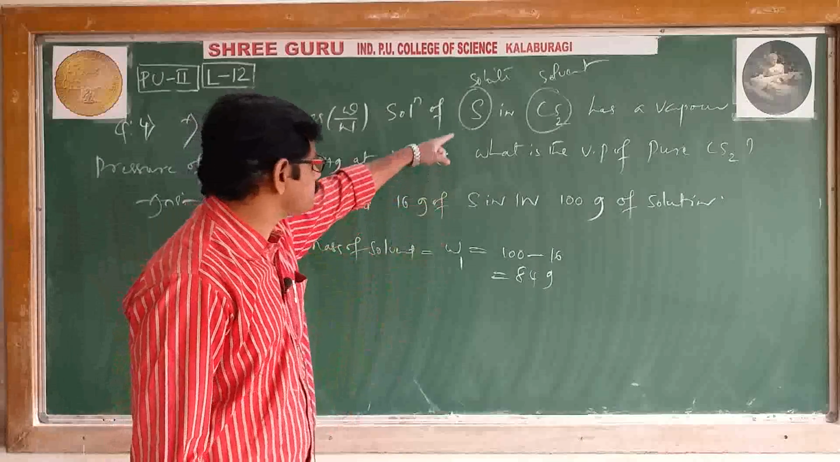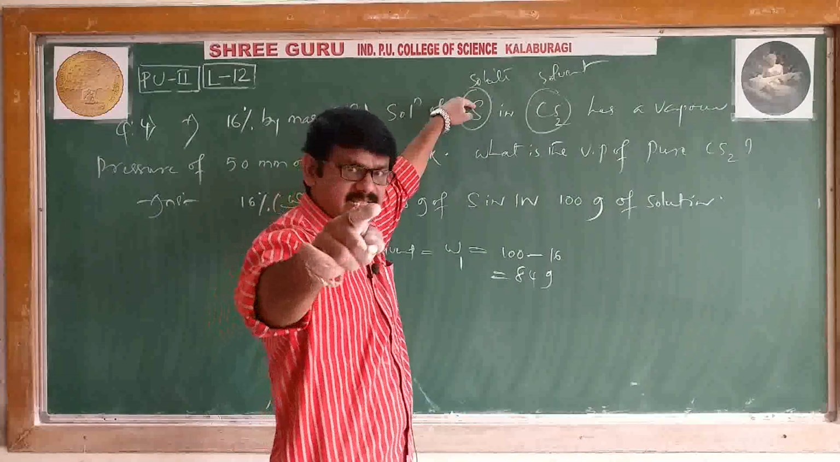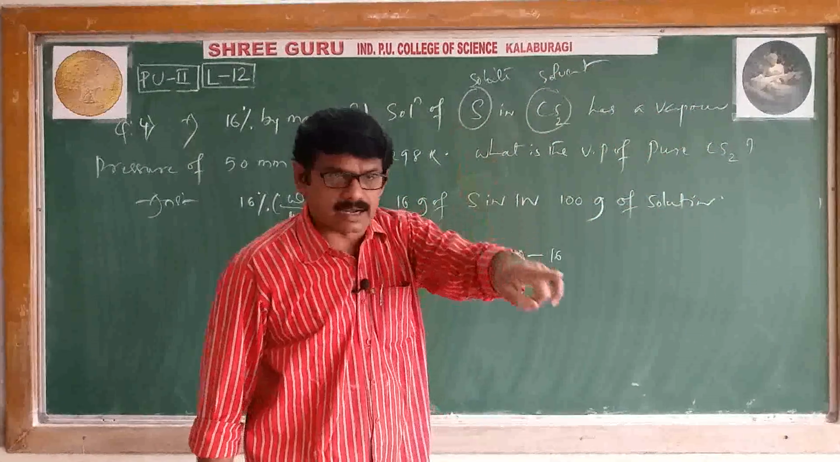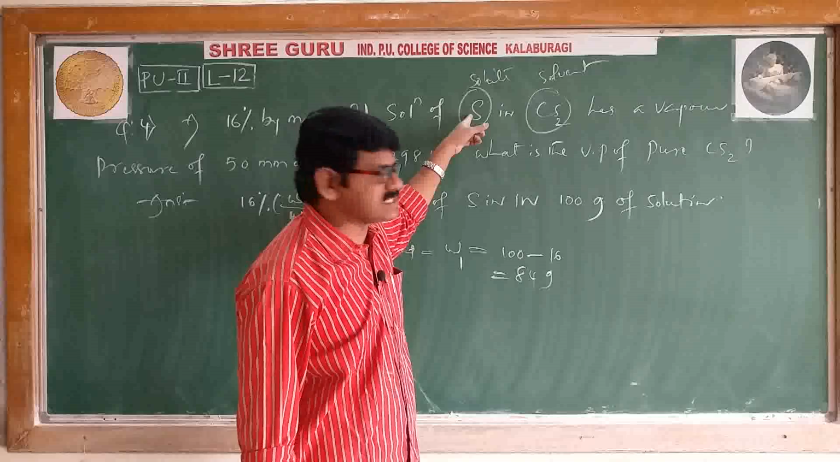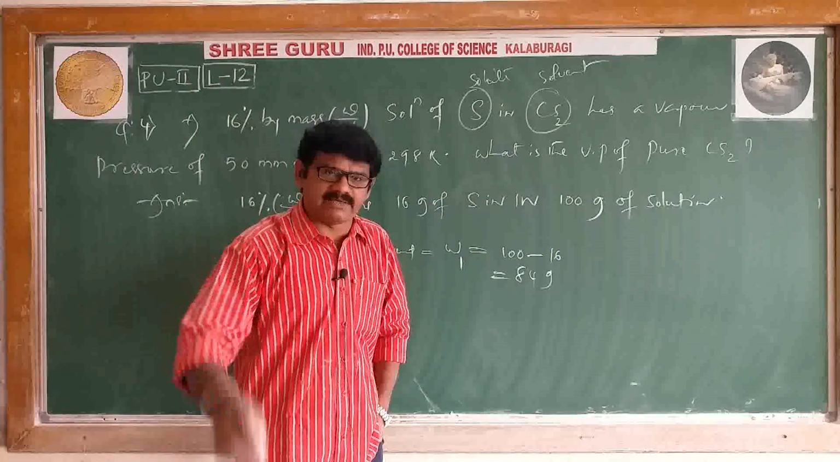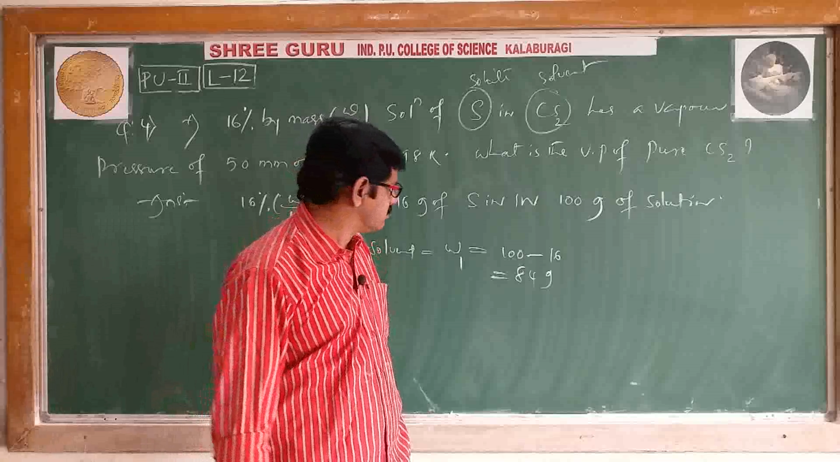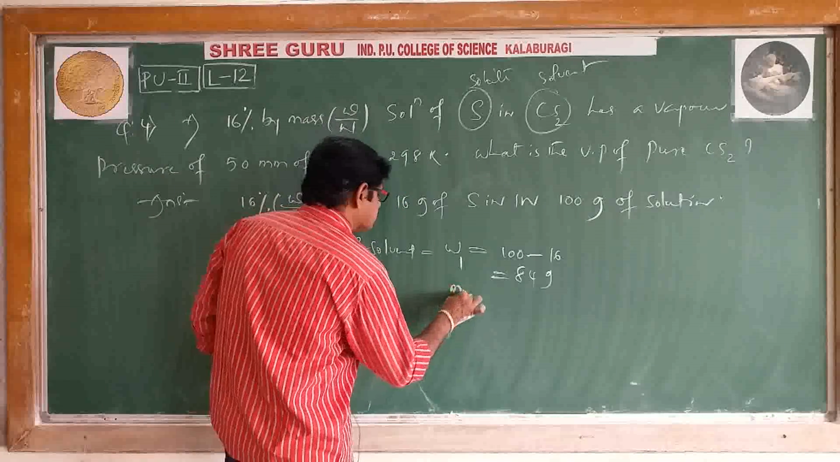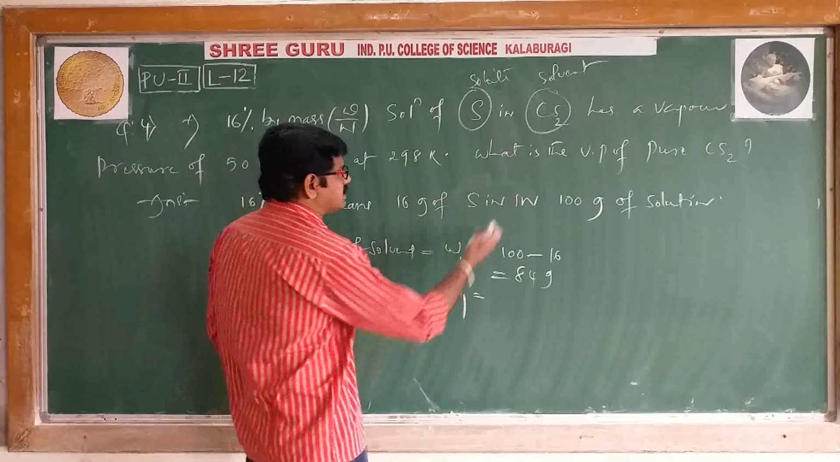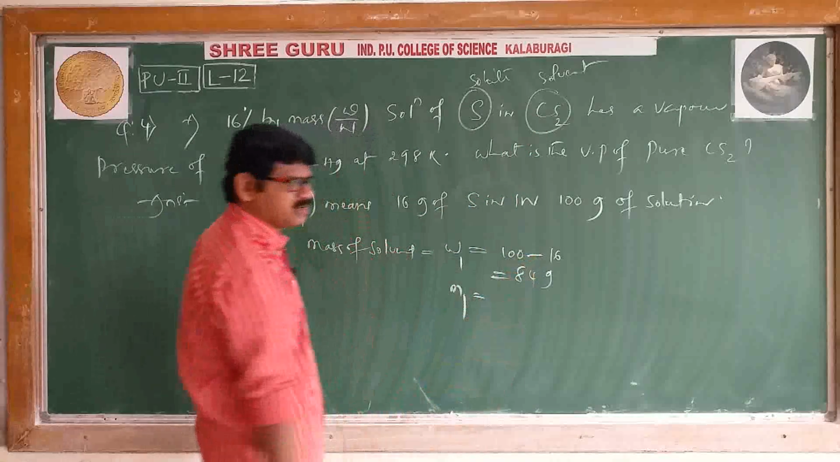Okay, means 16 grams of sulfur is present in 100 grams of solution, or 16 grams of sulfur is present in 84 grams of CS2. Either one we can tell, both are correct. Okay. Then M1, the molar mass of solvent. Who is the solvent? CS2. CS2 molar mass.